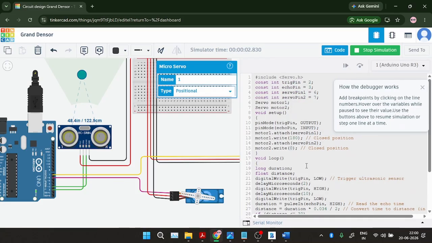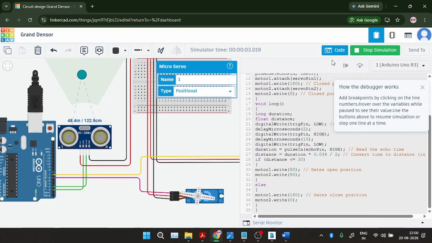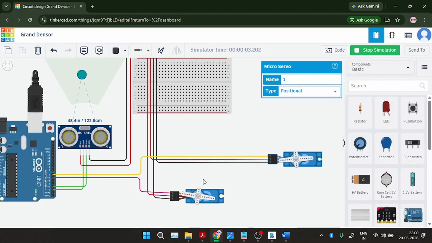So instead of going on this code blindly, just try to analyze this project. In that way you can tell that you have created a smart railway gate which can close itself and open itself based on the arrival of the train at the railway crossing.